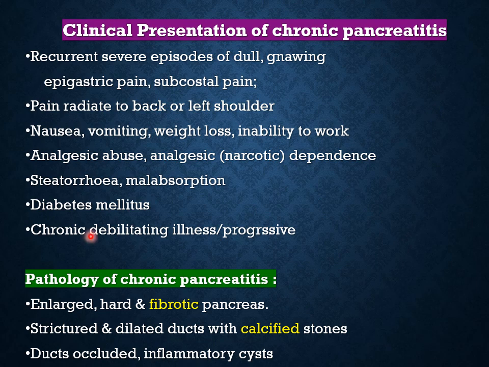The clinical presentation of chronic pancreatitis is recurrent severe episodes of dull, gnawing epigastric pain, and also subcostal pain, epigastric and subcostal pain, more to the left side. Occasionally the pain radiates to the back or to the left shoulder. Usually these attacks are associated with nausea, vomiting, weight loss, and the patient becomes chronically unable to work.